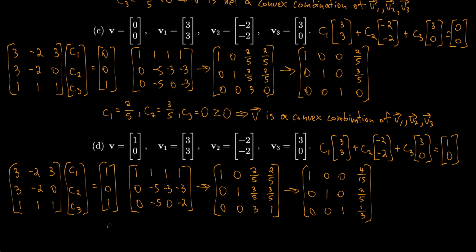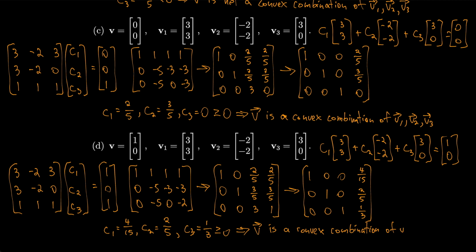So it ended up working out. C1 is equal to 4/15, C2 is equal to 2/5, and C3 is equal to 1/3. They're all greater than or equal to 0. So V is a convex combination of V1, V2, V3.